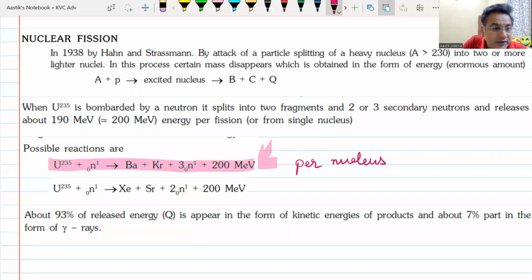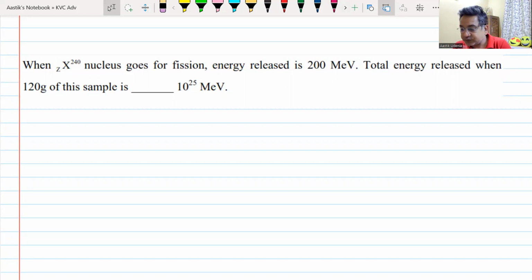Well, you can solve this question, and remember, it's a simple question. This is taken from your 2023 paper. The date is not mentioned in this paper. So when X240Z nucleus goes for fission, the energy release is 200 mega electron volt. Calculate the energy released when 180 grams of this sample undergoes fission. I will give you 2 minutes to solve this.